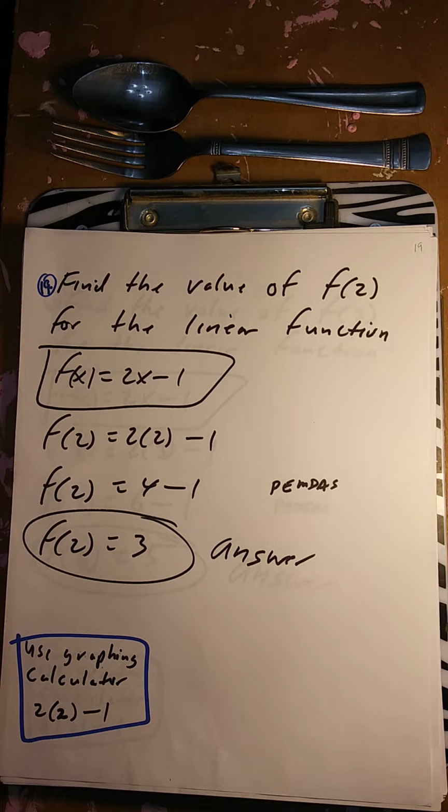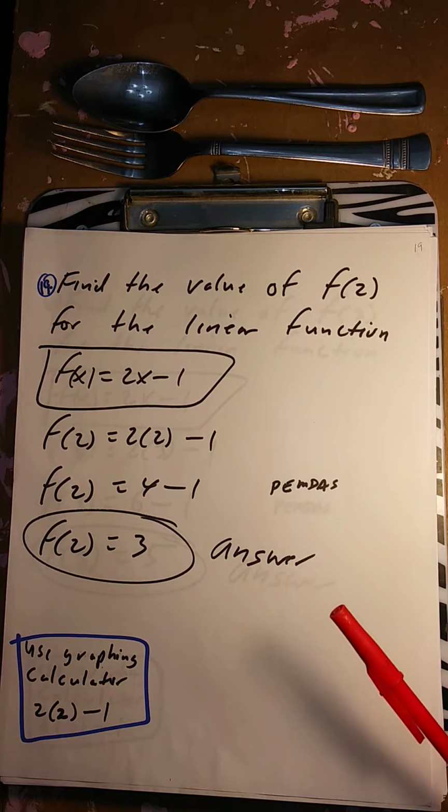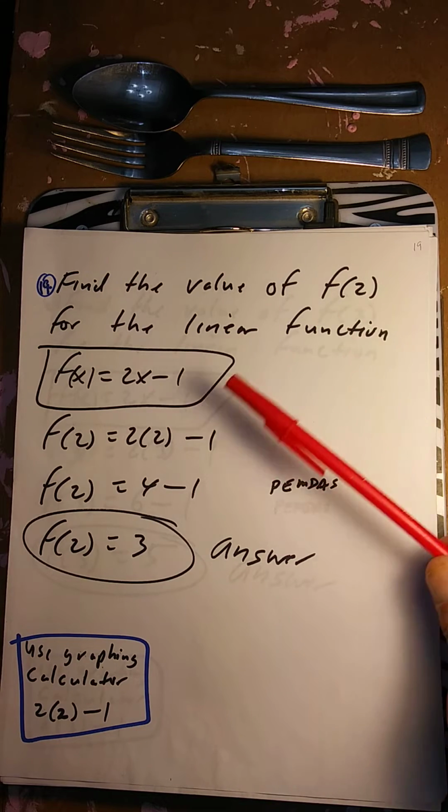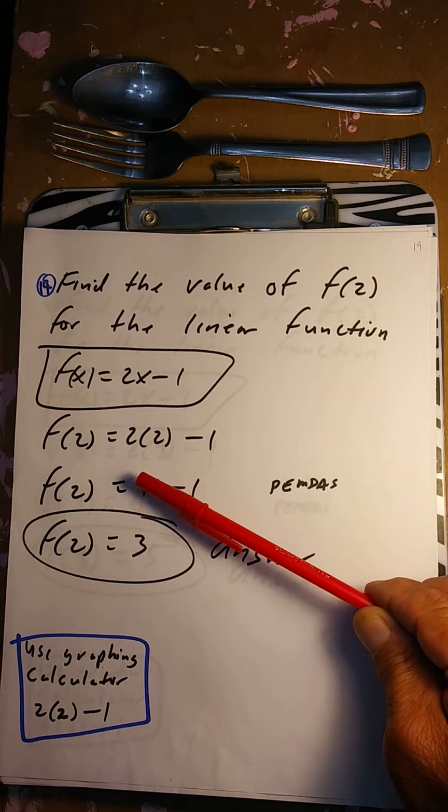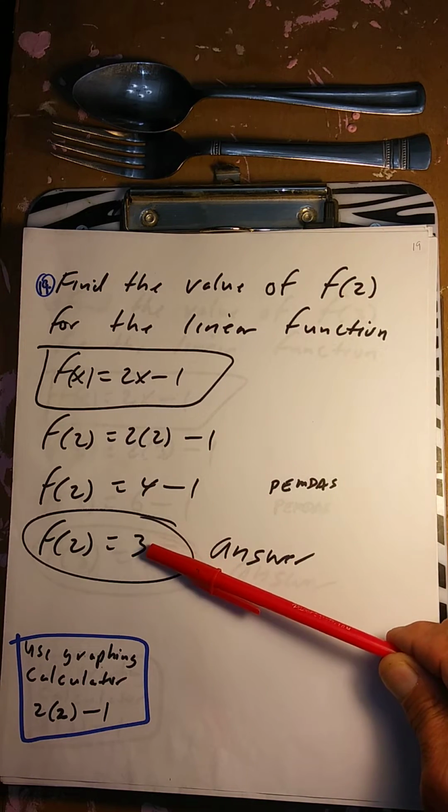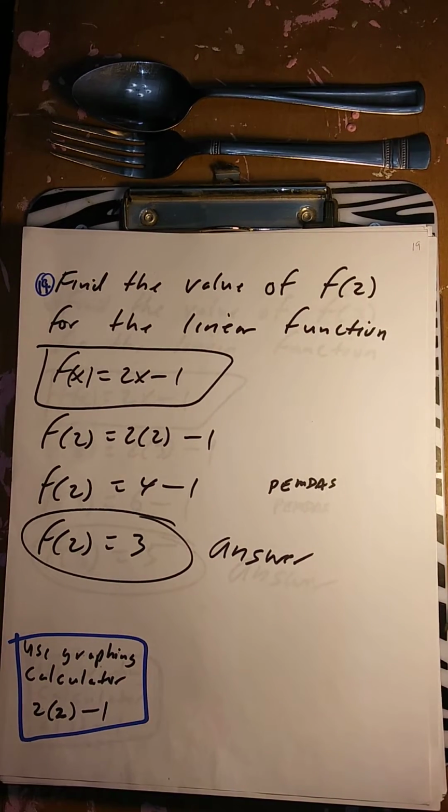Alright, find the value of f of 2 for the linear function f of x equals 2x minus 1. So put a 2 in there. 2 times 2 is 4. 4 minus 1 is a 3. Or you can use this if you want to.